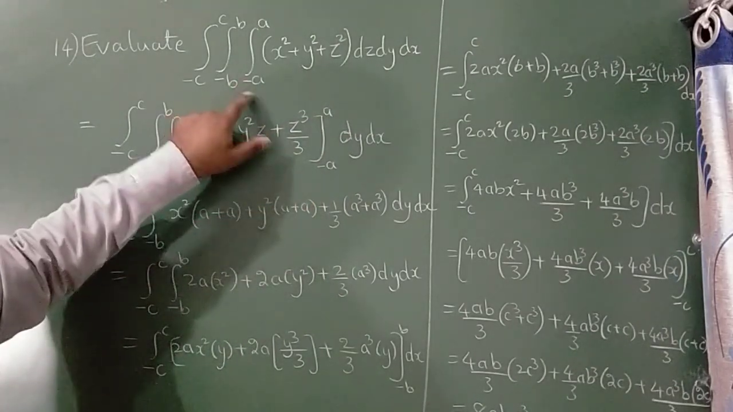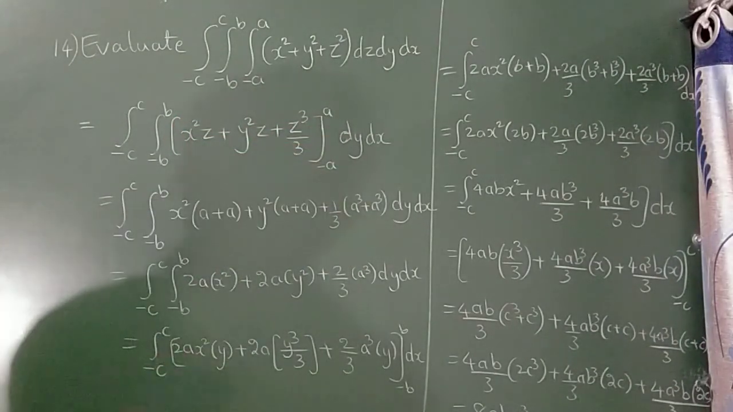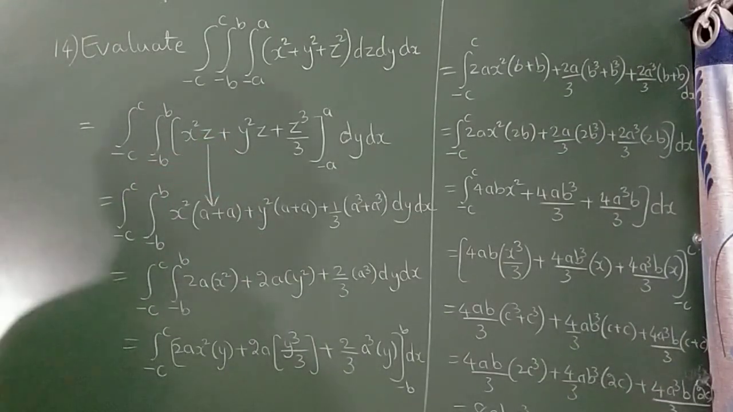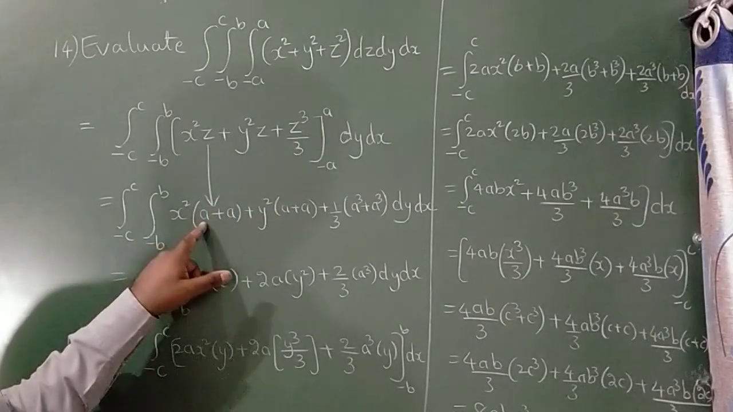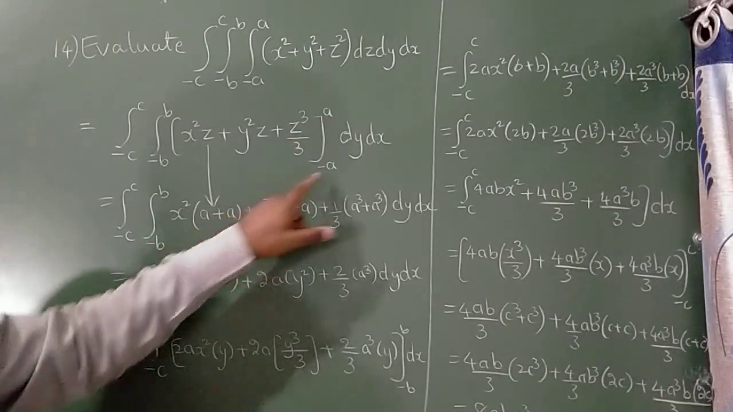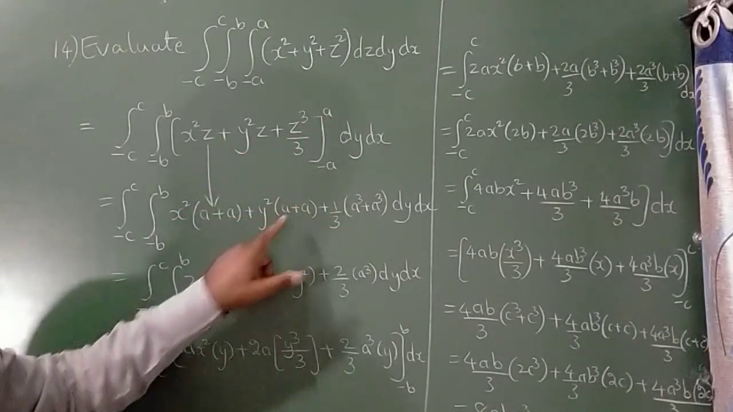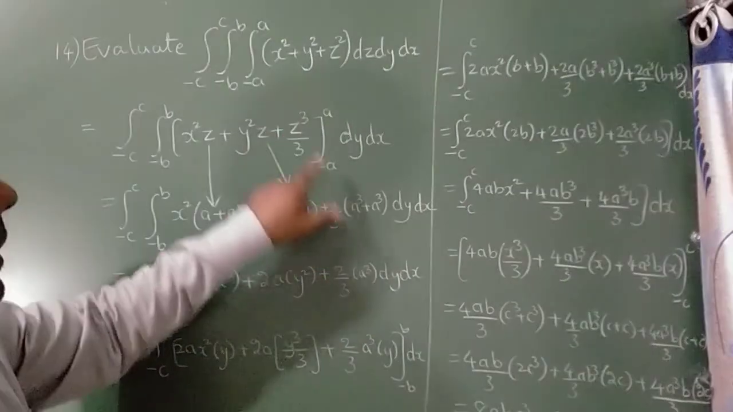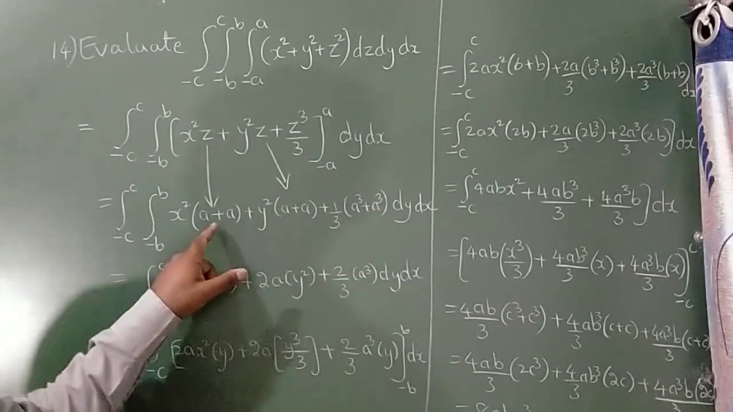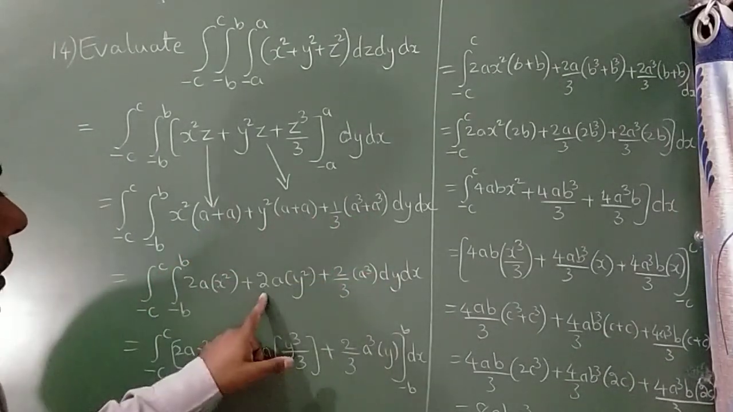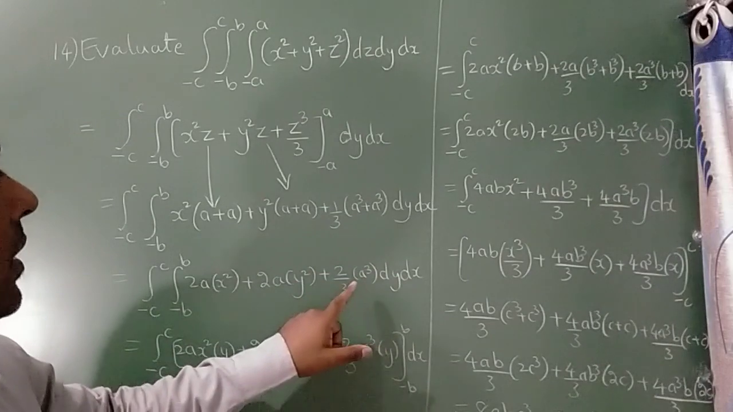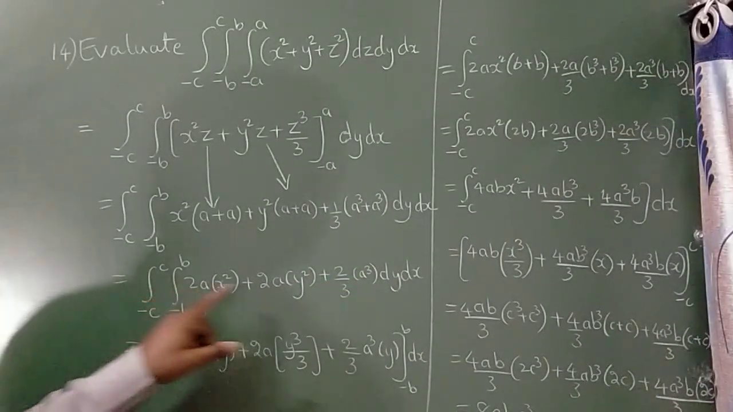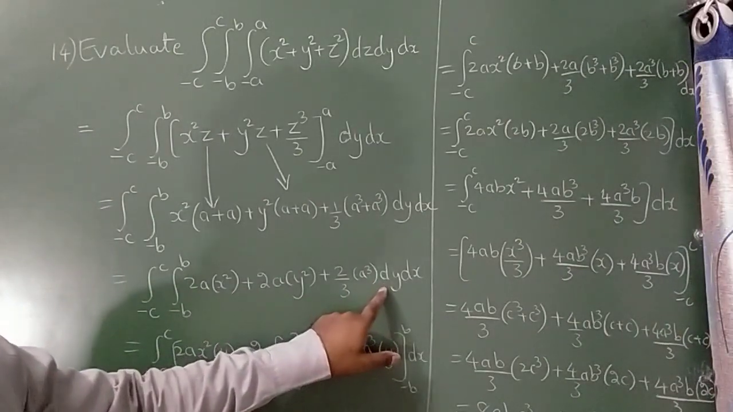Now understand well, the range is from minus a to a. So in place of z, I need to substitute the upper limit as a and the lower limit as minus a, and minus into minus will become plus a. Here also in place of z, a plus a. Here it will become a cube plus a cube. So a plus a is 2a, and a cube plus a cube will become 2a cube.